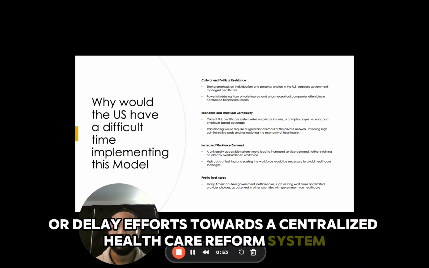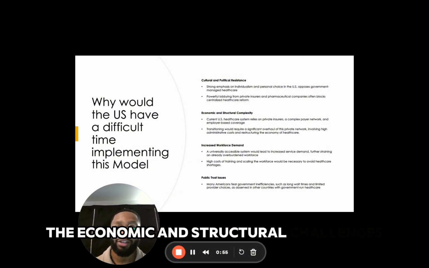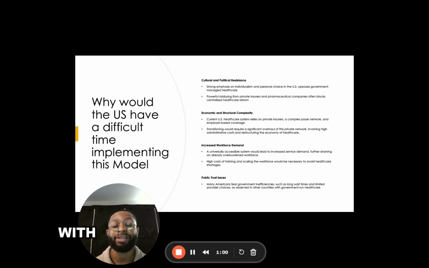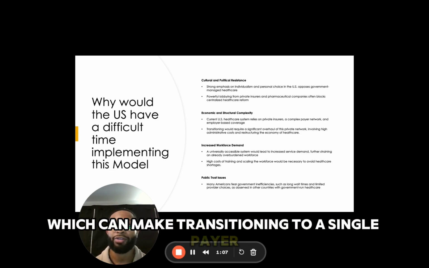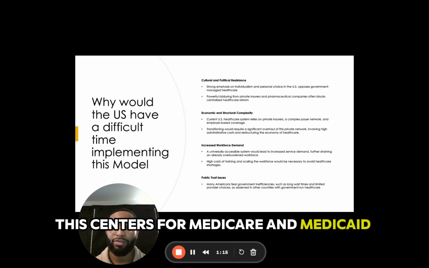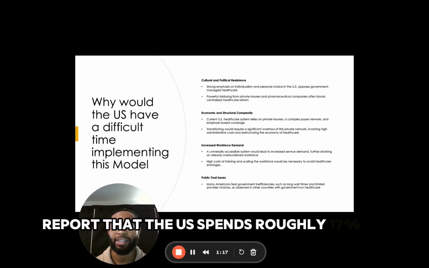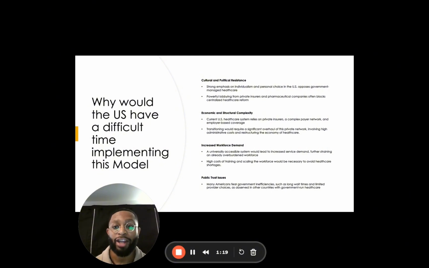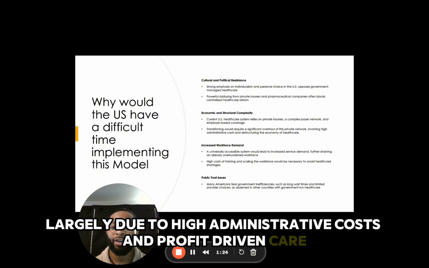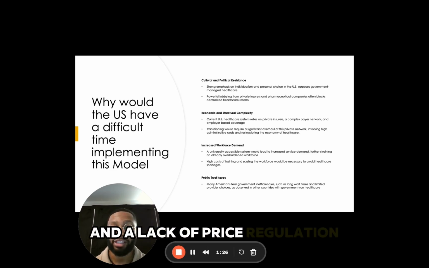The economic and structural challenges are that the US has a highly privatized healthcare system with deeply entrenched stakeholders and a complex network of payers and providers, which can make transitioning to a single-payer, tax-funded system a logistical challenge. The Centers for Medicare and Medicaid Services report that the US spends roughly 17% of its GDP on healthcare, largely due to high administrative costs, profit-driven care, and a lack of price regulation.